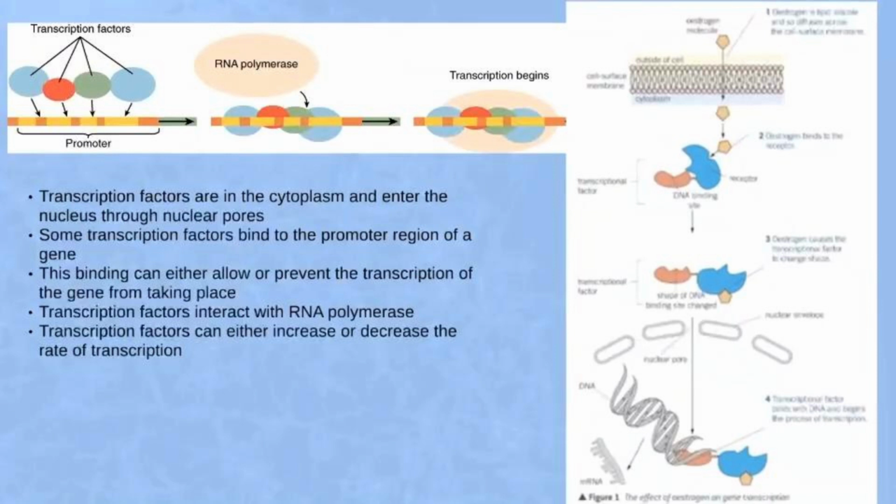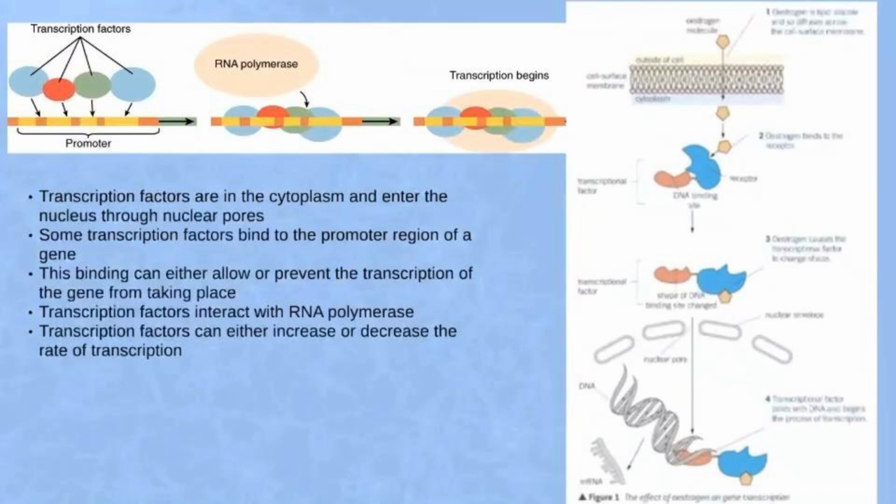So it can either interact with the RNA polymerase to either increase or decrease the rate of transcription. So these transcription factors are really regulating how fast and what is being transcribed from the DNA. So without the transcription factors, there is not going to be any regulation in the gene expression within the organism.